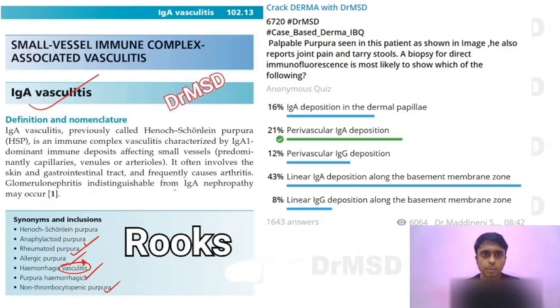So coming to Henoch-Schönlein purpura proper, as I have already told, it's also called IgA vasculitis, and there are so many other names. This is from Rook's textbook of dermatology. It is also known as anaphylactoid purpura, rheumatoid purpura, allergic purpura, purpura hemorrhagica, non-thrombocytopenic purpura. It is non-thrombocytopenic. Please remember this point.